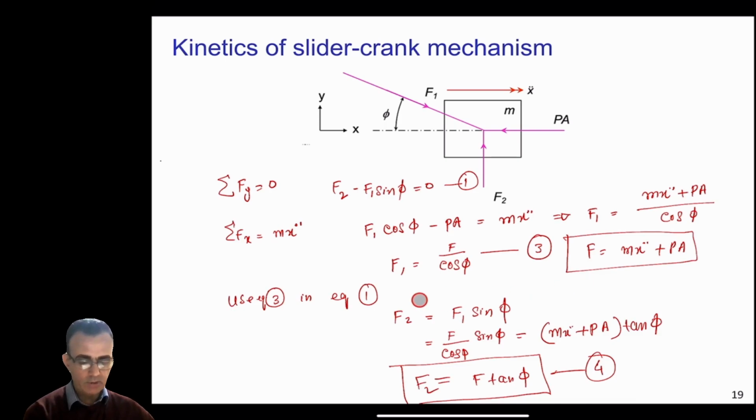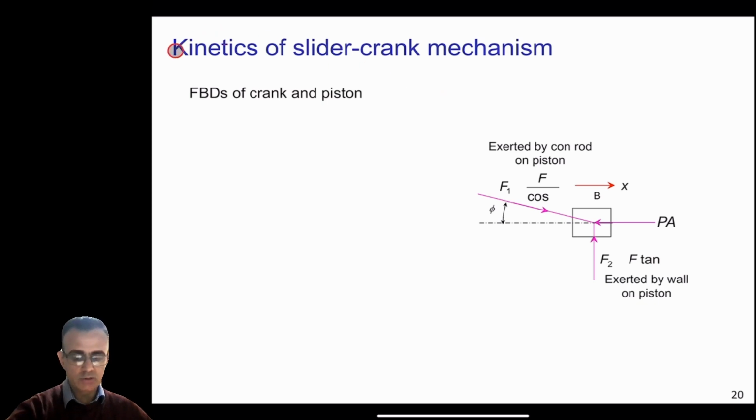So we have these equations: F1, which is F divided by cos phi, and F2 becomes F tangent phi here, while F is m x double dot plus Pa. Okay, so now these are the forces that you can calculate on the piston. Now if you are interested to calculate the forces on the connecting rod or on the crankshaft, we can now draw the free body diagram for the crank and piston together.